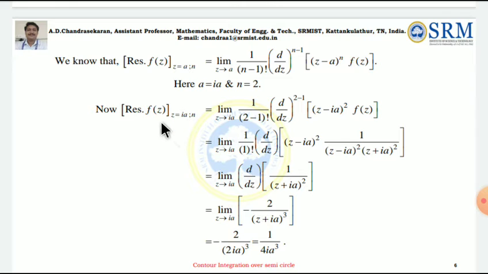So the residue of f of z at the pole z equal to plus ia of order n equal to 2 is 1 by 4i into a cubed, that is 1 whole divided by 4i a cubed. What about z equal to minus ia? We don't consider it because it is in the lower half of the plane.